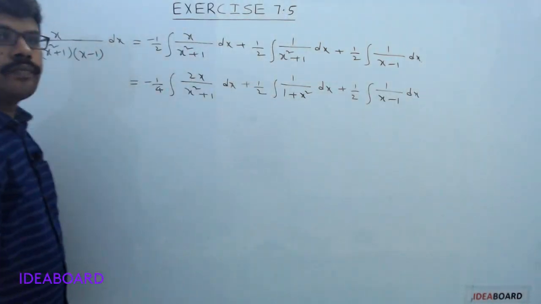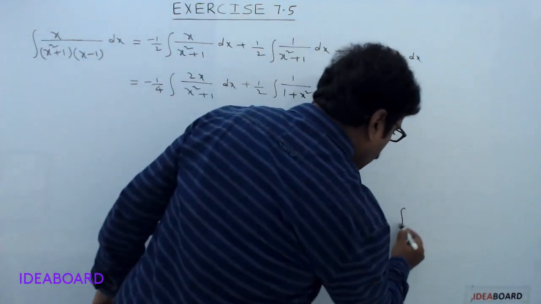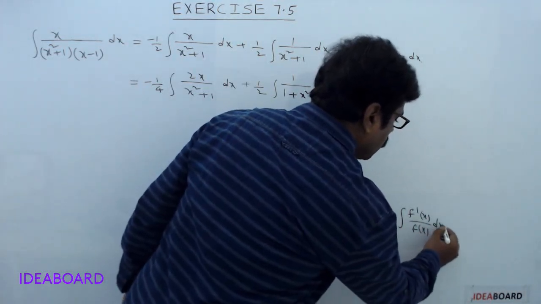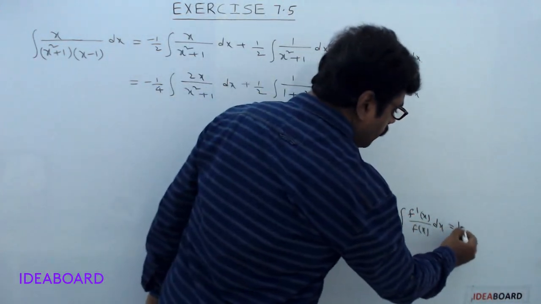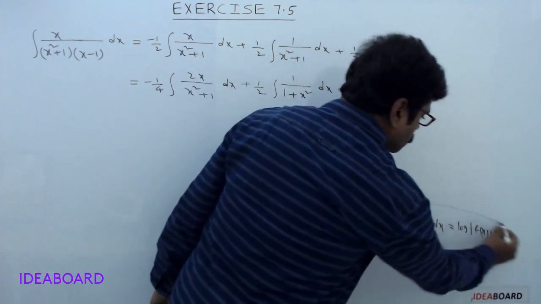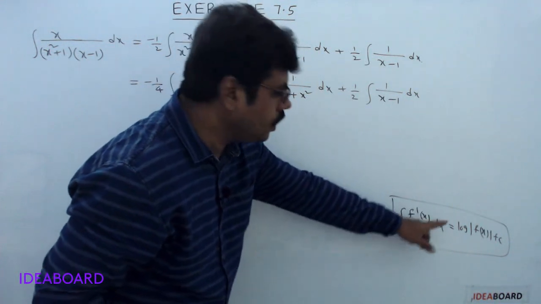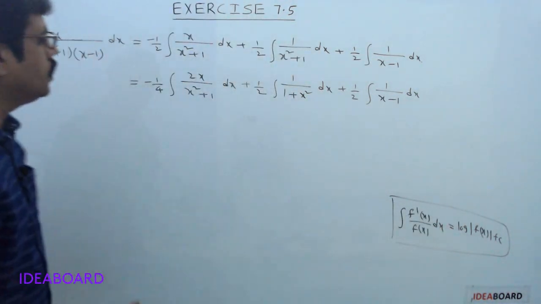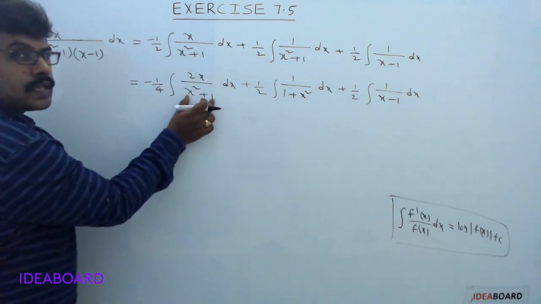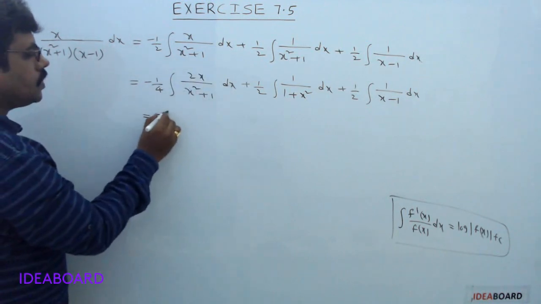Now, if you look at the first term, it is in the form of integral f dash of x divided by f of x dx. What is its formula? Log mod f of x plus a constant c. Now, the derivative of x square plus 1 is 2x. Here f of x is x square plus 1, f dash of x is 2x. So what is its value?